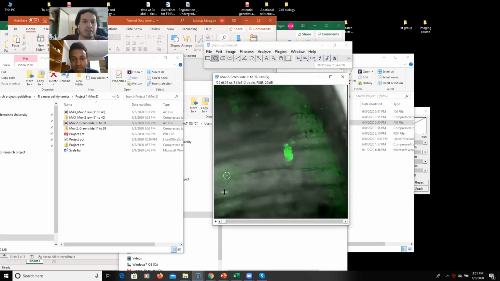So you already know how to open it. And remember here you see that it says ADI. Sometimes there are different versions of ImageJ. For example, this one is called Fiji, and they are slightly different.